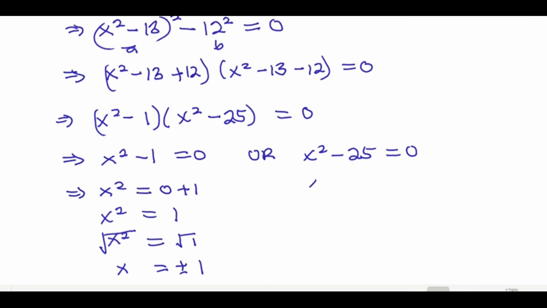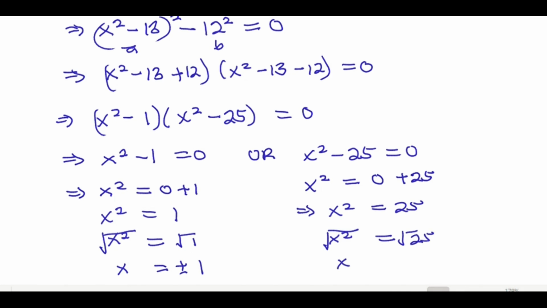Now from this side we have x² = 0 + 25, so this implies x² = 25. We take the square root of that, so we have x equals plus or minus 5. So these are the set of solutions for this equation: x equals plus or minus 1, and x equals plus or minus 5. Right, now let's look at method 2.